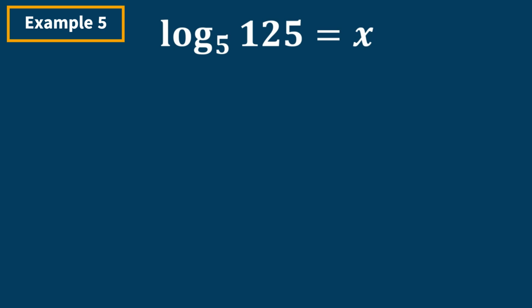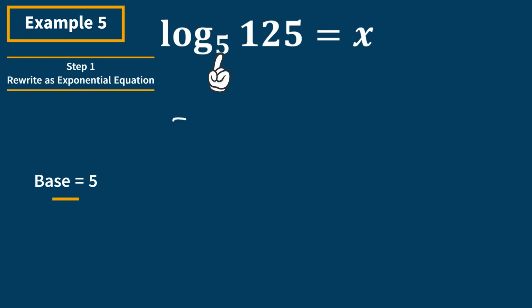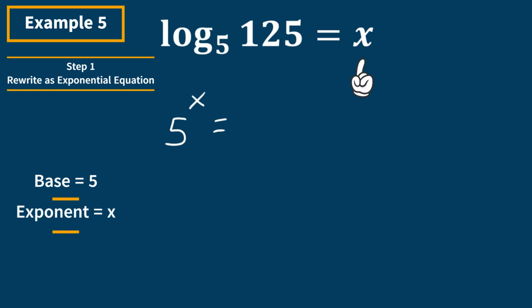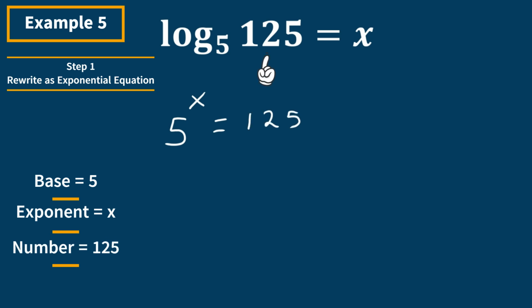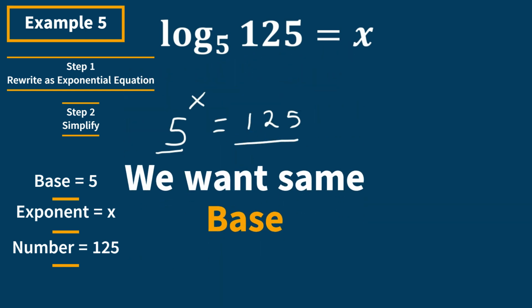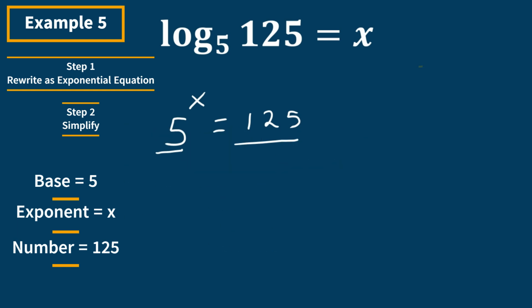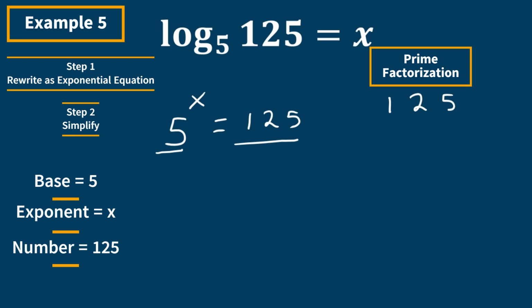Example number 5. We have log base 5 of 125 is equal to x. So we know that 5 is our base, x is the exponent, and that is equal to our number, which is 125. Now, when we're looking at this, what we want is to make the bases the same for both. So, if we look at 125, we can actually make 5 the base. We can do that by doing a little bit of prime factorization to help us out.